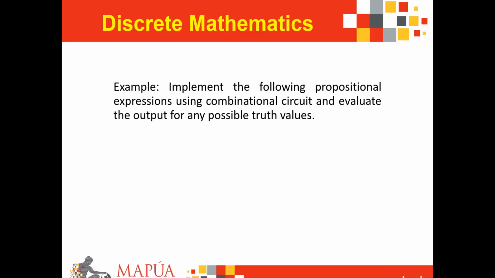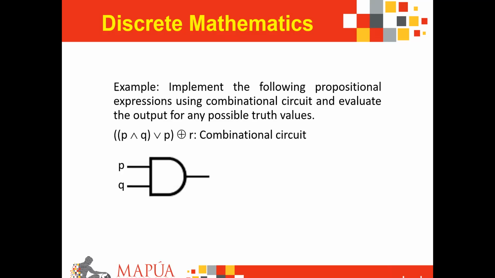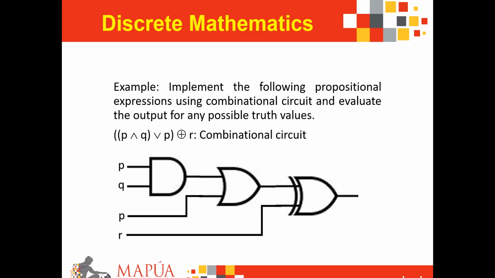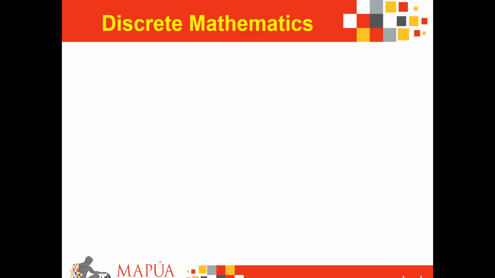Let's try to implement then the combinational circuit for this respective expression. So we start off by evaluating P and Q, and then the output of which is connected to a disjunction OR along with your input P. And then the output of this goes to an XOR along with your input proposition R. This then is the combinational circuit for this given expression.